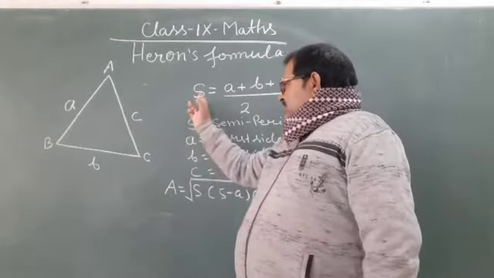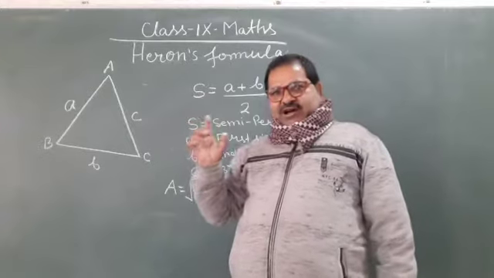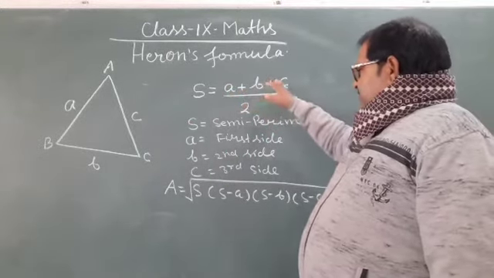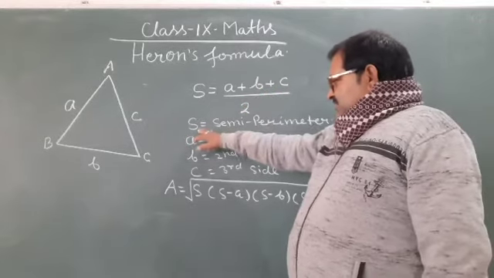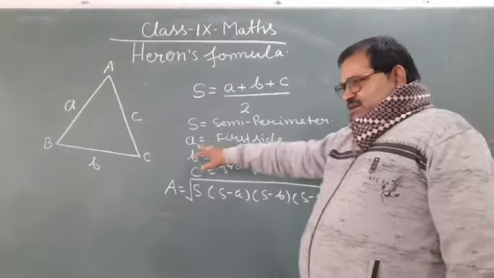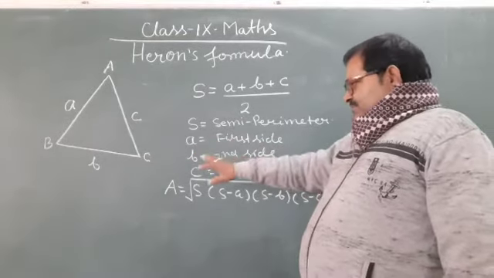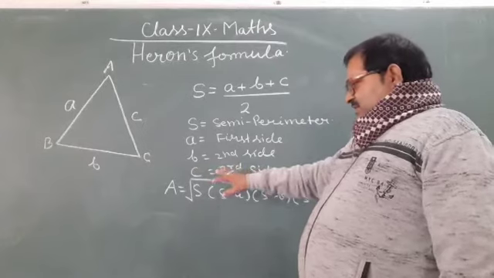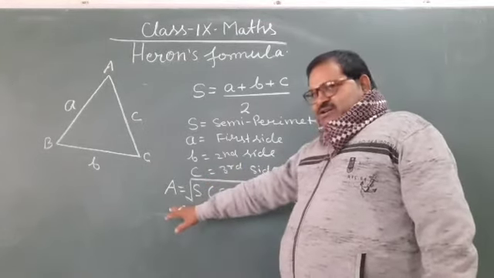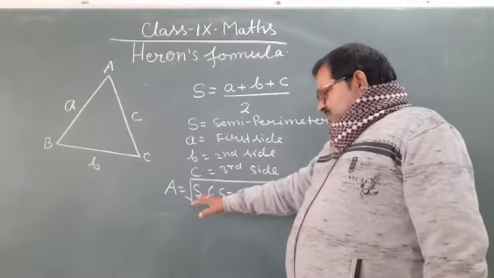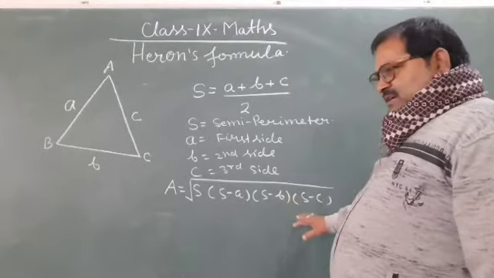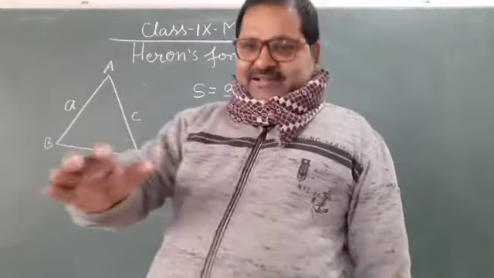S is the semi-perimeter of the triangle. S is equal to A plus B plus C by 2. A is the first side, B is the second side, and C is the third side. So the area equal to under root S into S minus A, S minus B, and S minus C. Clear है?